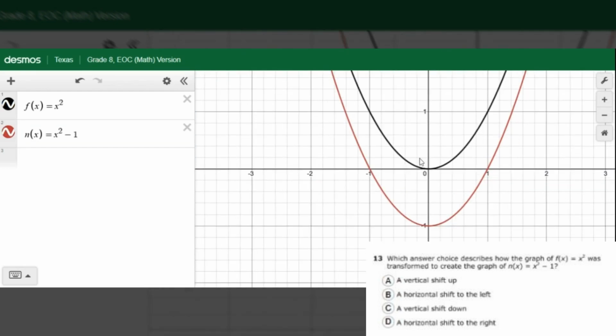So the first line is the f of x equals x squared. The second line is the x squared minus 1. So what happened here? It shifts down vertically. So the answer is letter C.